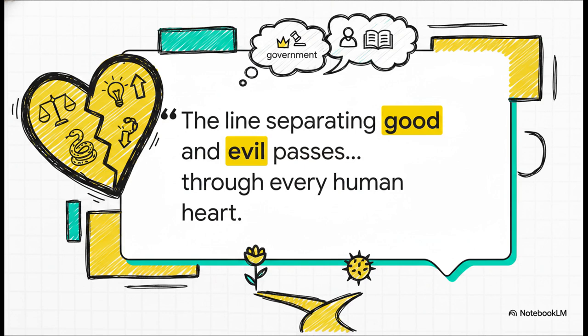The line separating good and evil passes not between states nor between classes, but through the middle of every human heart. Or you could mention Gladstone's idea that the purpose of government is to make it easy for people to do good and difficult to do evil. Quotes like these elevate your introductions way beyond a standard, boring textbook definition.